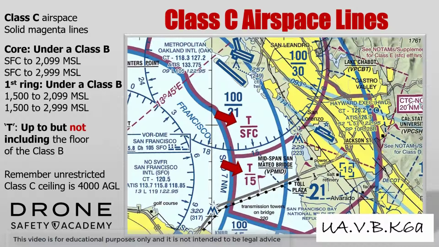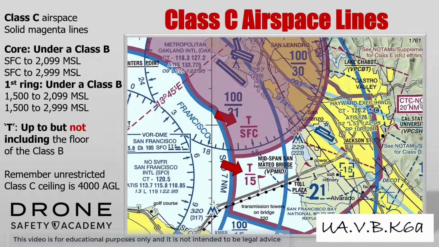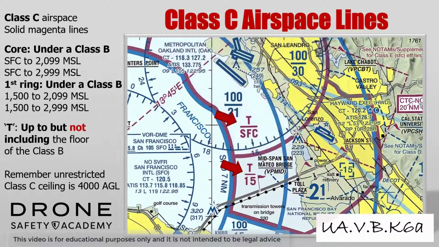All right, this is about to get a little bit more complicated, so take your time on this and repeat if necessary. We're now going to cover the Class C airspace, which is depicted by solid magenta lines. This is the core of the Class C airspace around the metropolitan Oakland International Airport. And this is the first ring or tier of that Class C airspace.